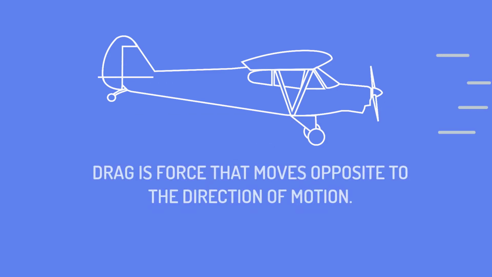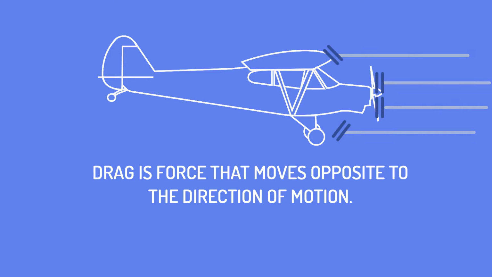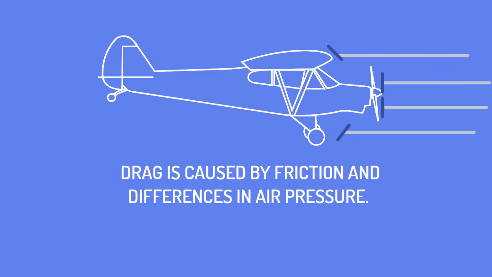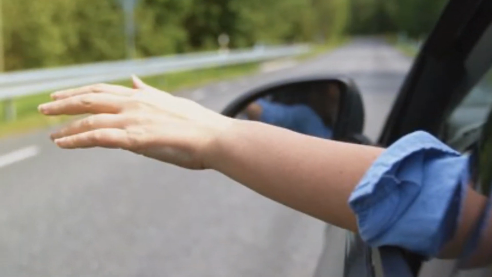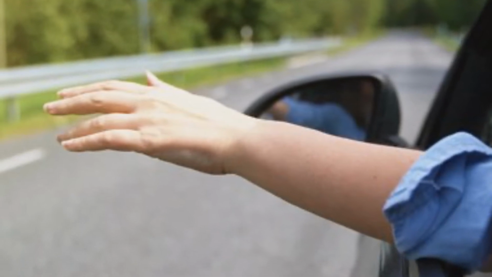Drag is the force that acts opposite to the direction of motion. It tends to slow an object. Drag is caused by friction and differences in air pressure. An example of this is if you have ever placed your hand out the window of a moving car, and you felt the force pulling your hand back.